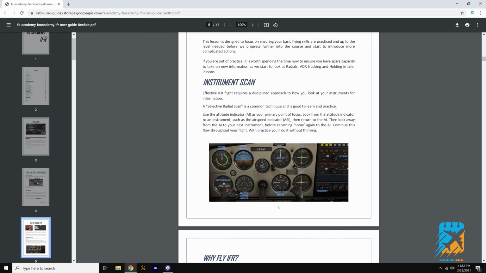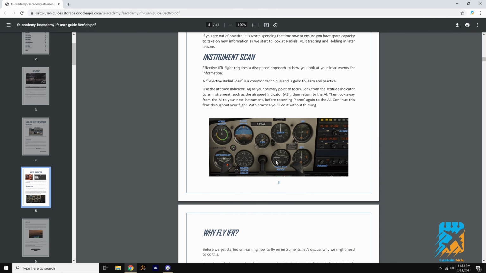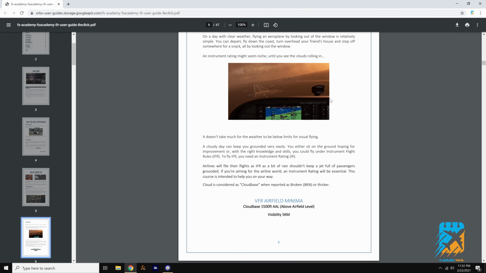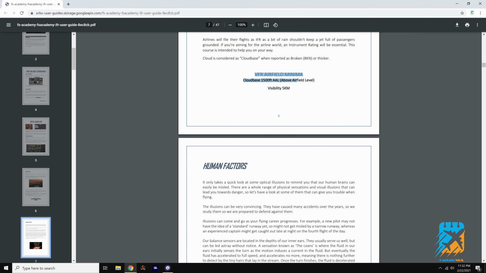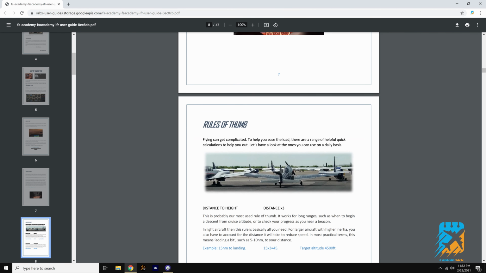So this first one is real basic. It's trying to get you looking at the instruments and focusing on hitting certain numbers. First thing, obviously, instrument scan. That's always important. Why fly IFR? Some minimums, their reasons, some human factors, stuff about sleep and whatnot.